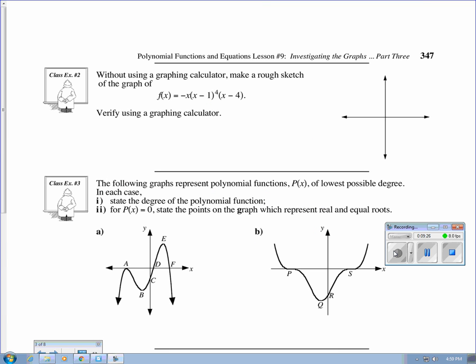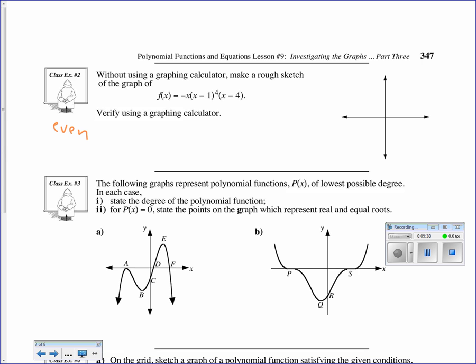So we have to figure out ways of dealing with this without a calculator, although many things you can check with a calculator. What am I looking for? I'm looking for the degree. I have a degree that's 6, so I have an even degree, and I have a negative leading exponent. And the pattern that I've seen is that when I'm even and I have a negative leading exponent, I'm going to start and end on the lower quadrants.